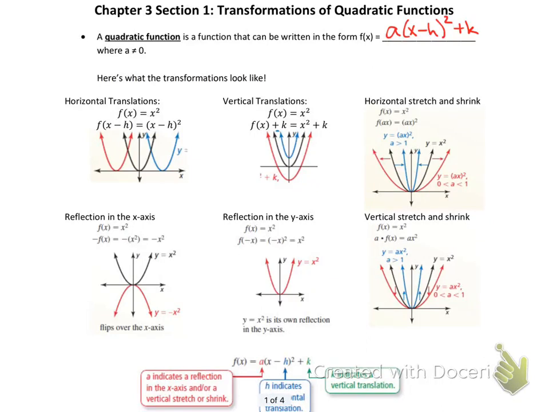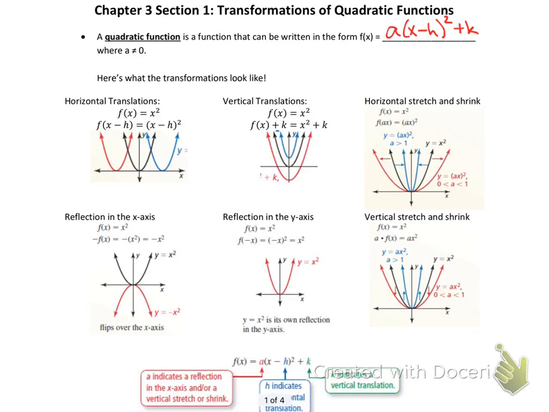Welcome to Chapter 3, Section 1, Transformations of Quadratic Functions. Before, we've translated absolute value functions, but now the function is changing. Instead of absolute value bars, you're going to have parentheses and a square. And that's the function. That's not a transformation. Okay, that's the basic function.